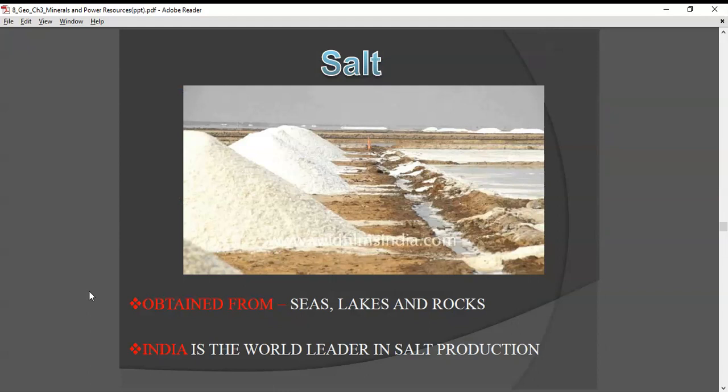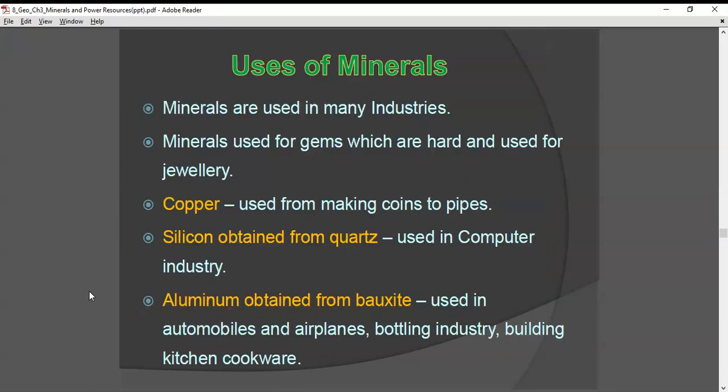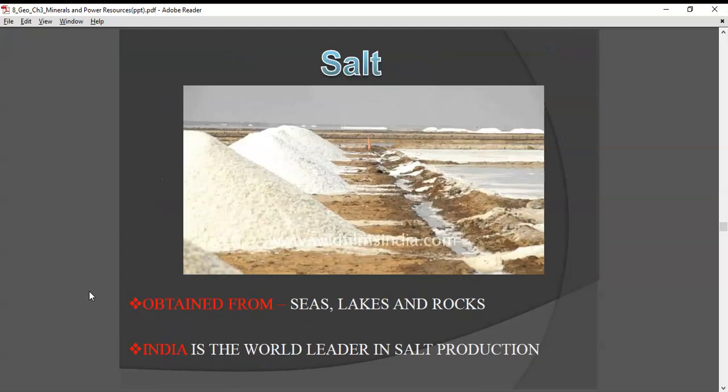And then we have salt. India is one of the largest producers of salt in the world, and it is obtained from the seas, lakes, and rocks. Different kinds of salts are obtained from different sources, seas, lakes, and rocks. Sir, is India number one in salt? Yeah, India is number one for production of salt. That's absolutely right.